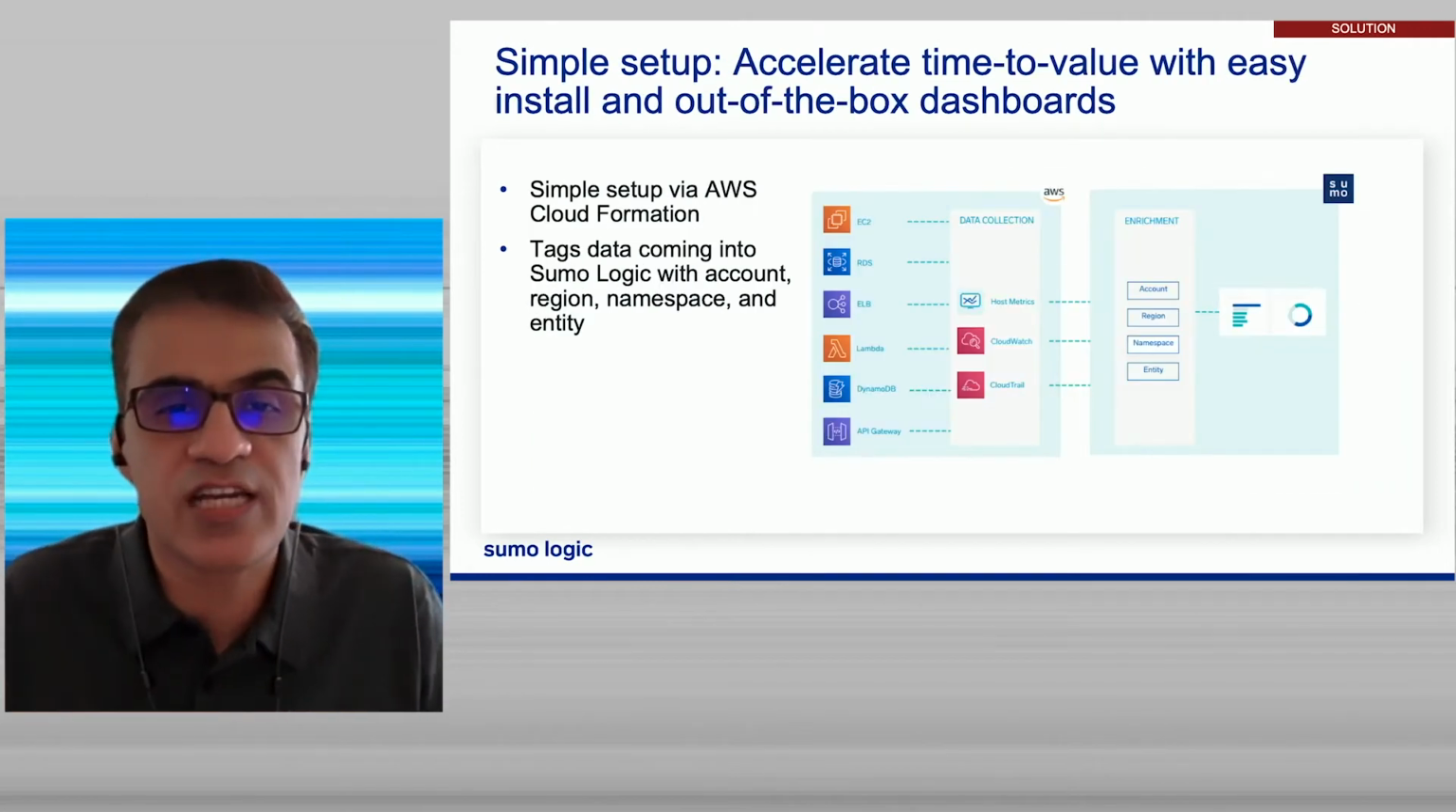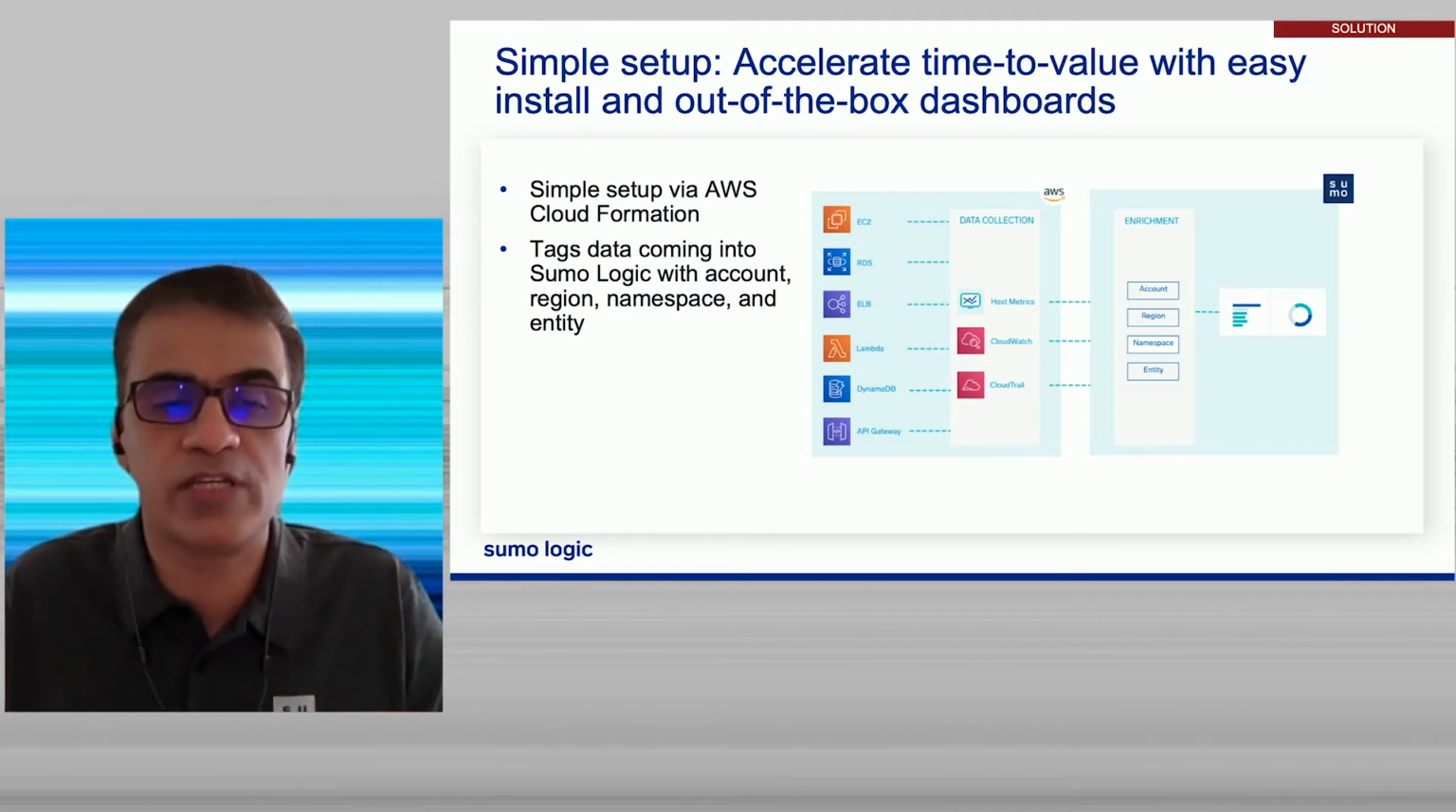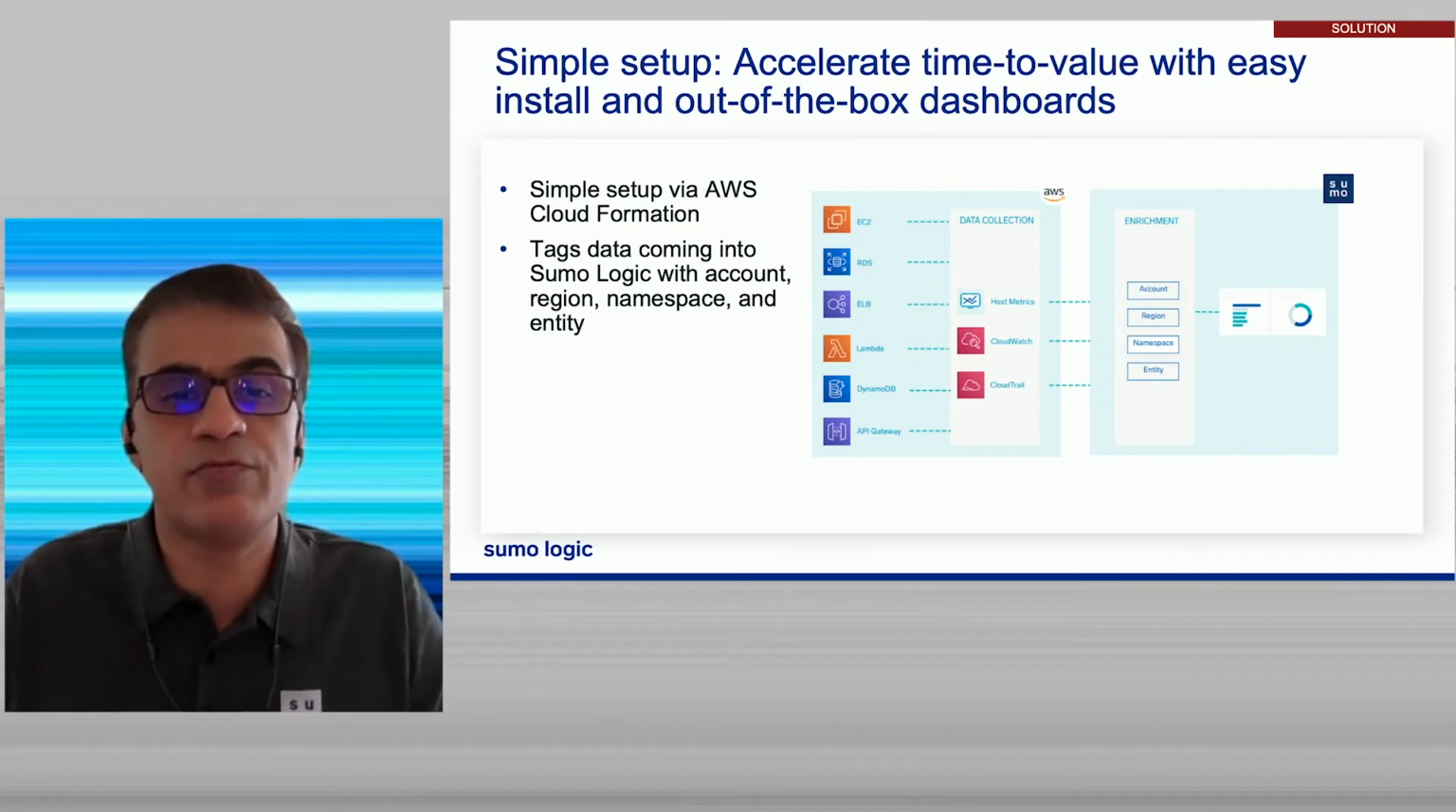Our solution can easily be set up via AWS CloudFormation templates that execute in minutes. One key aspect to note here is that we tag all of the incoming data in Sumo Logic with metadata about the AWS hierarchy. That is, which account, region, namespace or service, and entity or instance it belongs to. This allows us to easily visualize and search across these hierarchies.